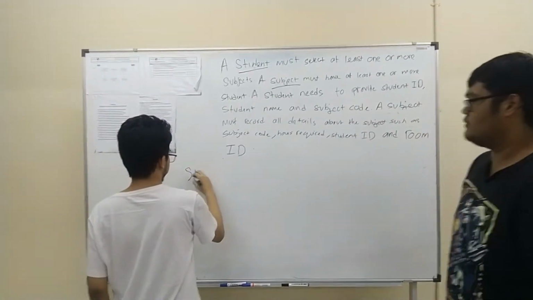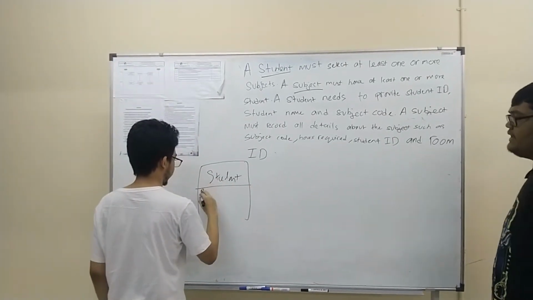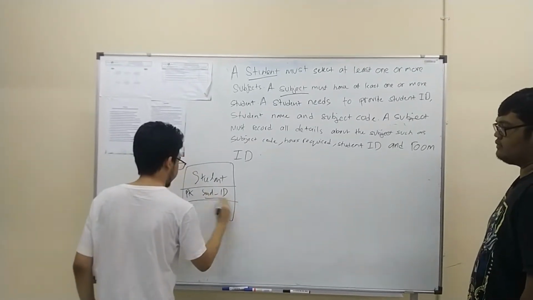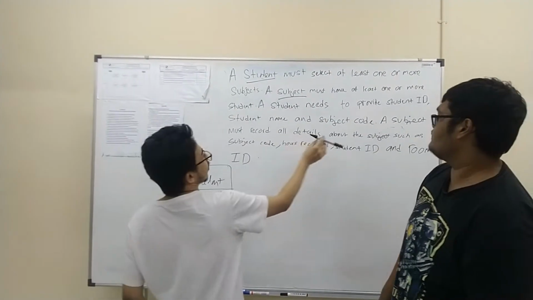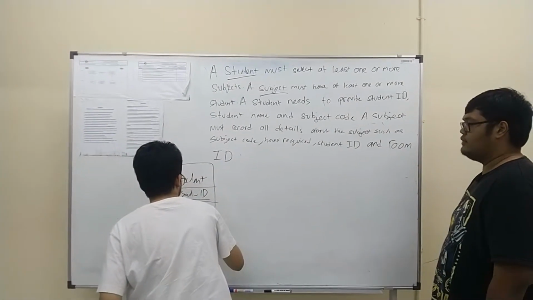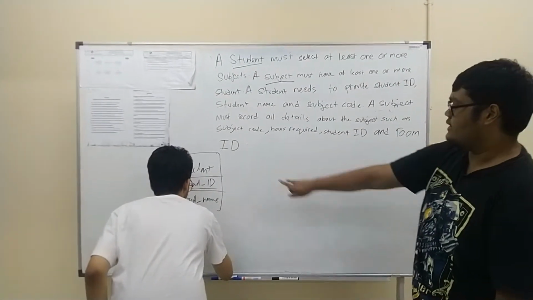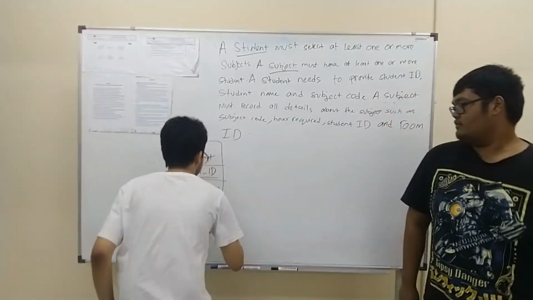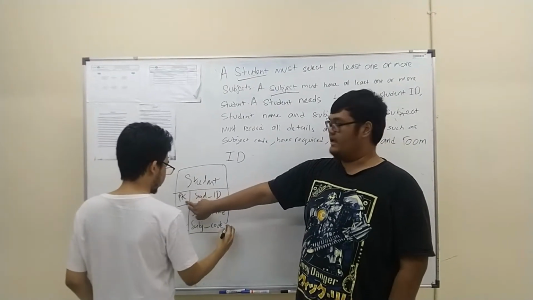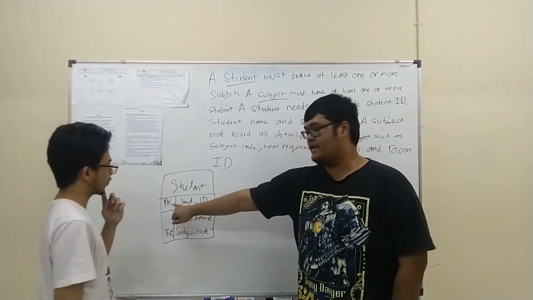First, let's make our student table and put in the attributes: student underscore ID, student underscore name, and subject code. You see here, PK is the primary key, student ID, and FK is the foreign key, subject code. FK is foreign key, PK is primary key.